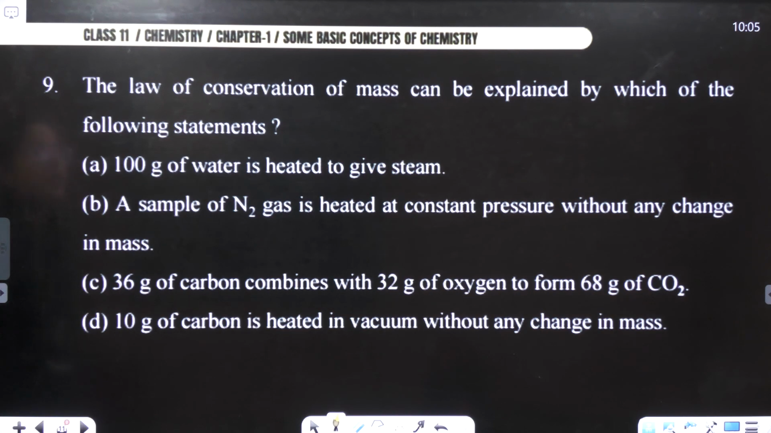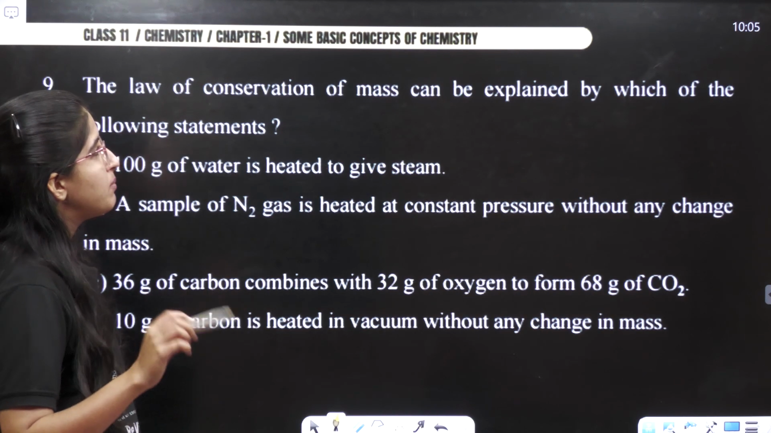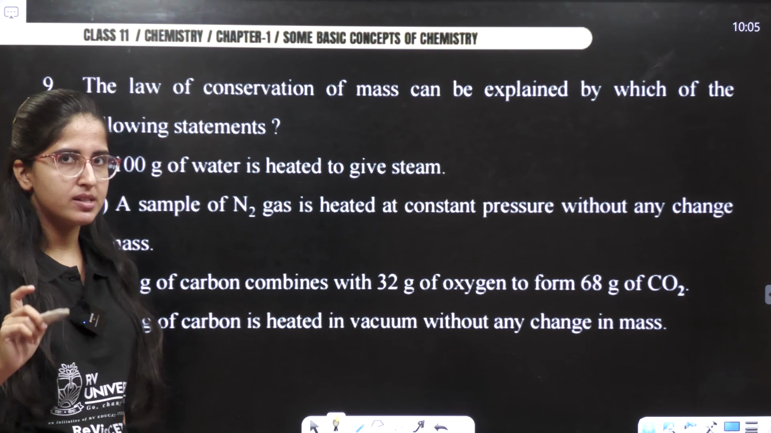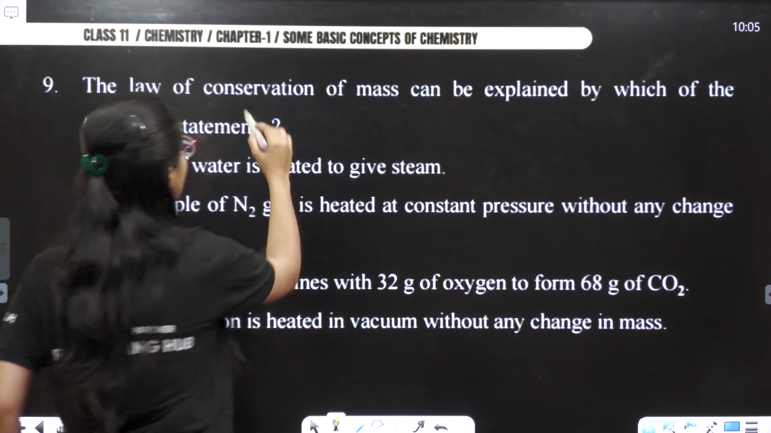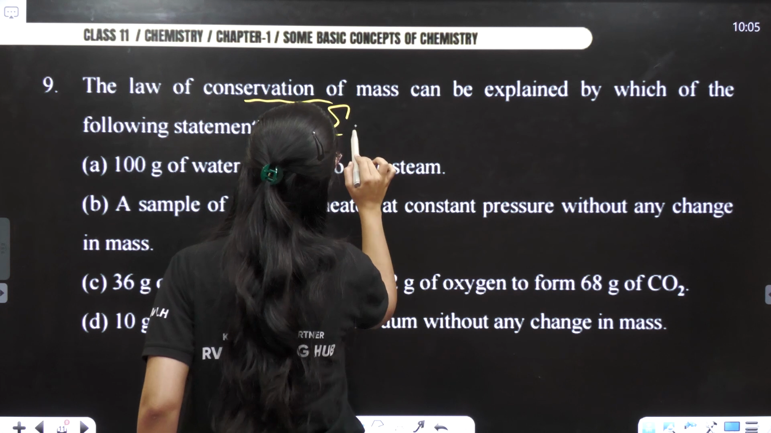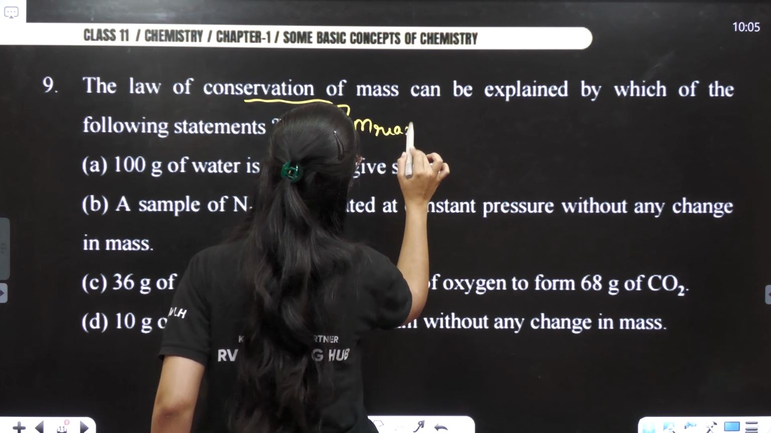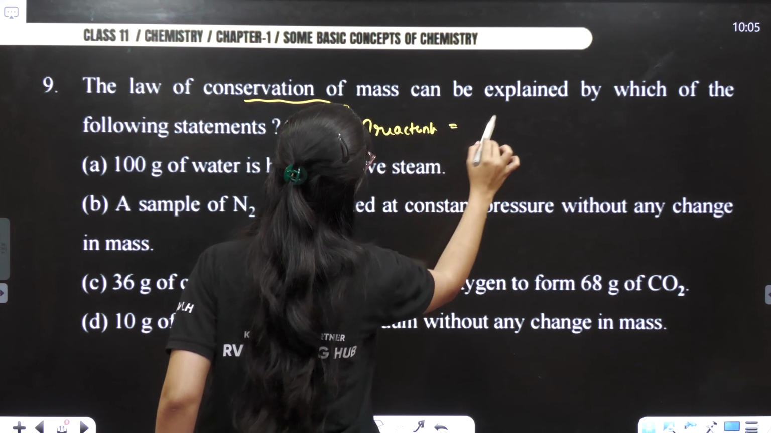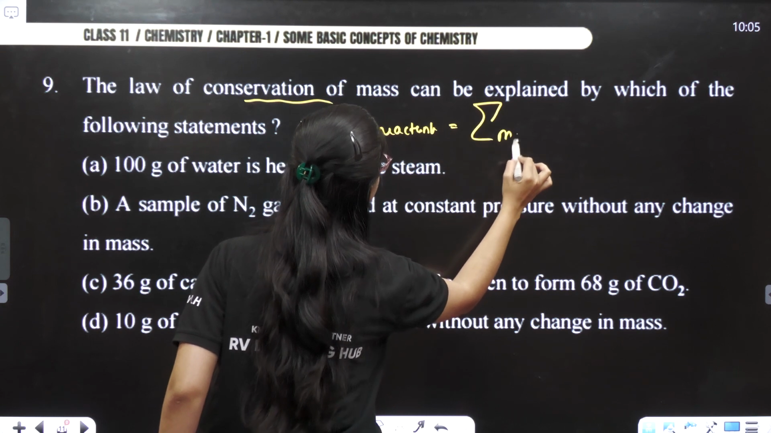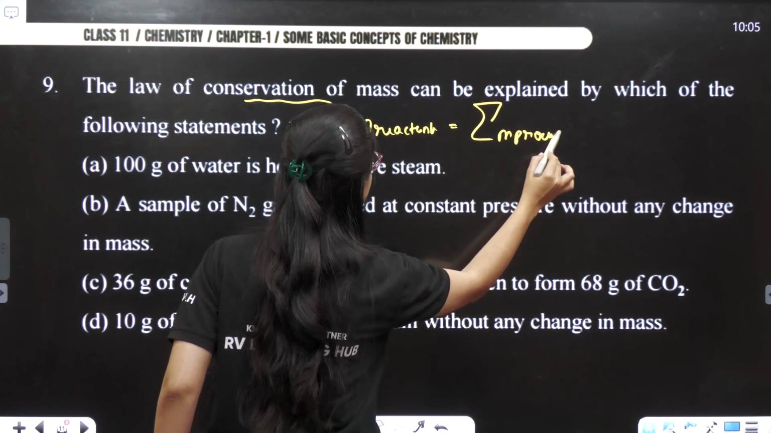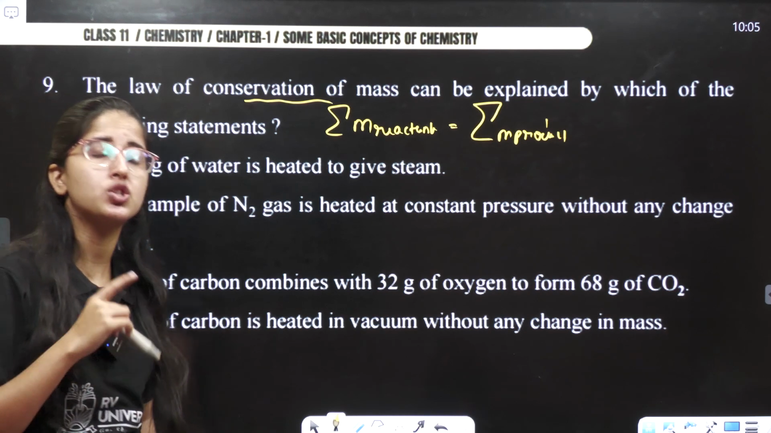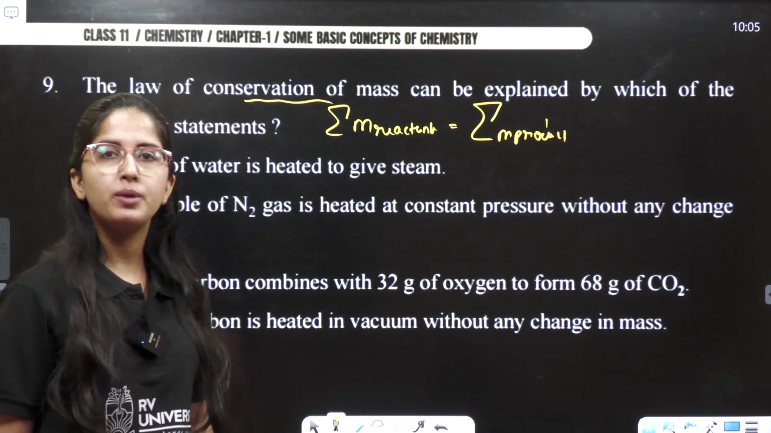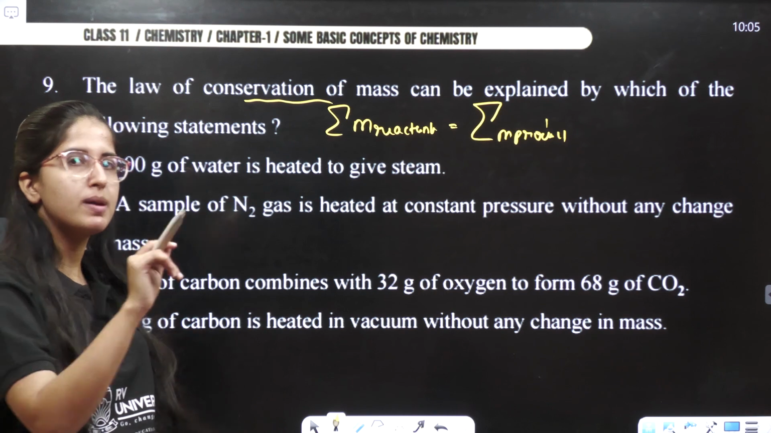Next question. The law of conservation of mass can be explained by which of the following statements? So we have to explain the law of conservation of mass. It talks about how the summation of mass of your reactants will be equal to the summation of mass of your products. So if it is explained with respect to mass, and the mass is given and it is proved, then you will say that explains conservation of mass, not just by a statement.